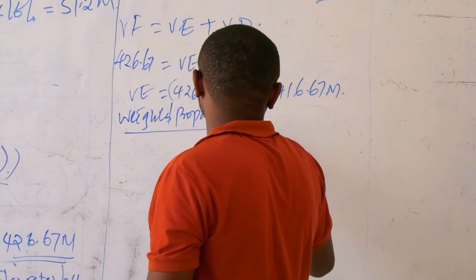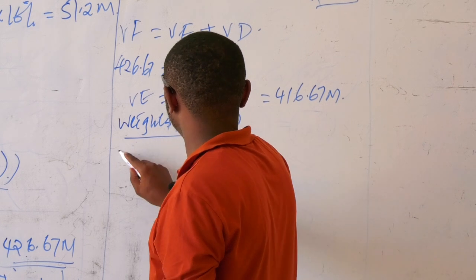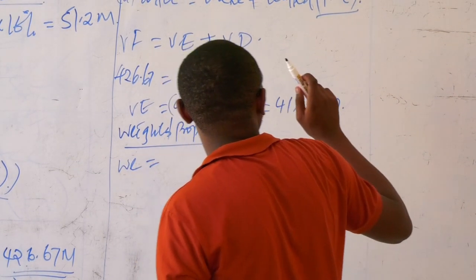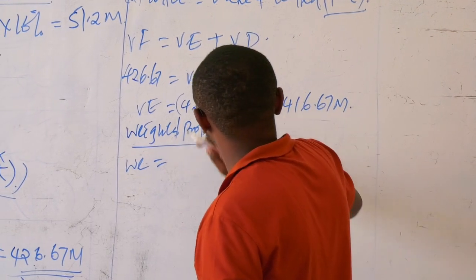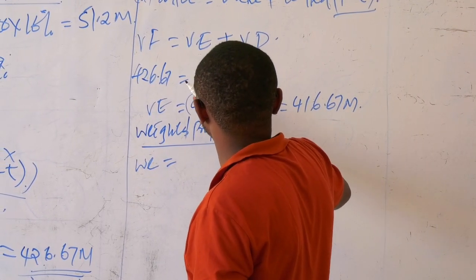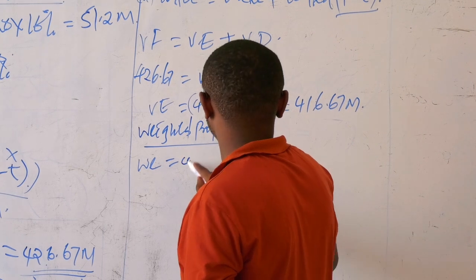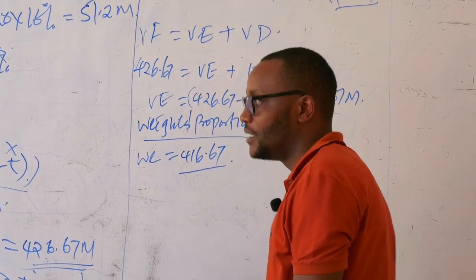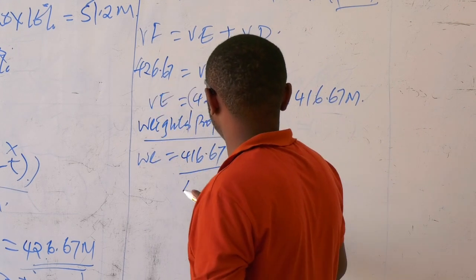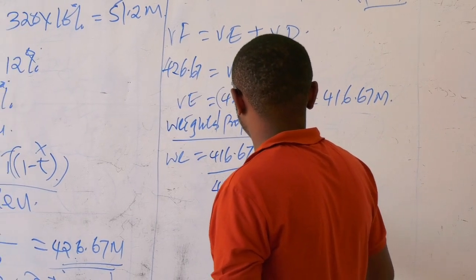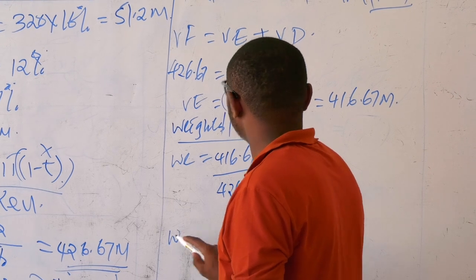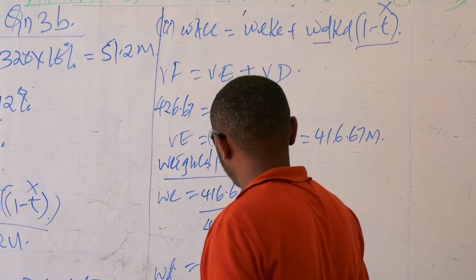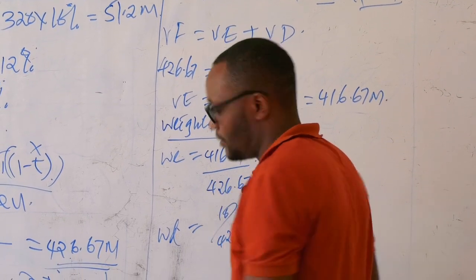So the proportions here, we may start with weight of equity. Now we have the value of equity, 416.67, over the total cumulative to get the proportion. The cumulative is 426.67. Then we have the other one, weight of debt. Weight of debt is equal to 10 over 426.67. We can calculate this one.